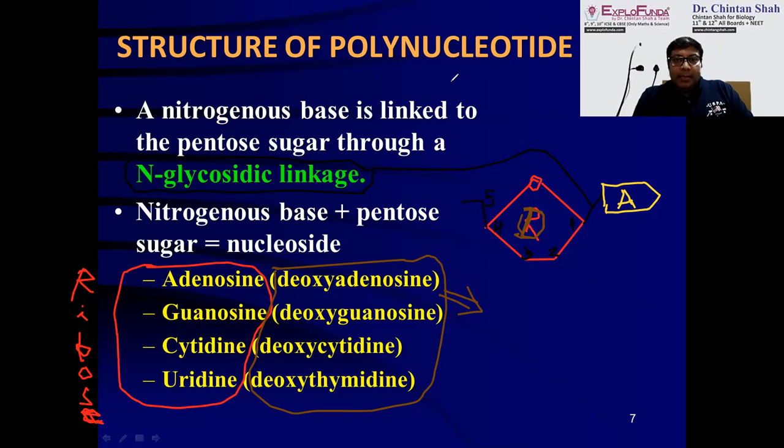I'm just using another color. There is one, this is two, there is a three, fourth, and the fifth carbon is over here. To this fifth carbon, phosphorus is being added. If phosphorus is added, then it is known as what? Then it is known as a nucleotide.